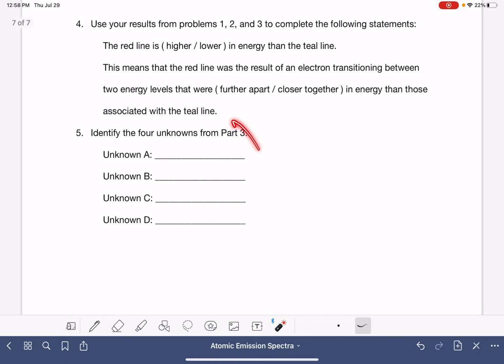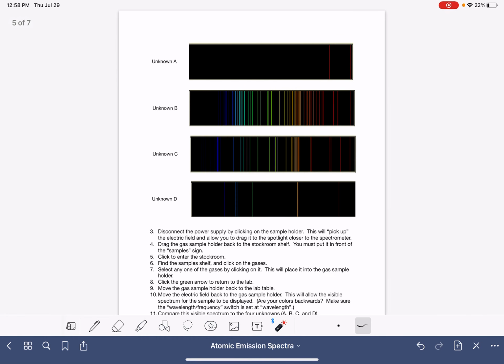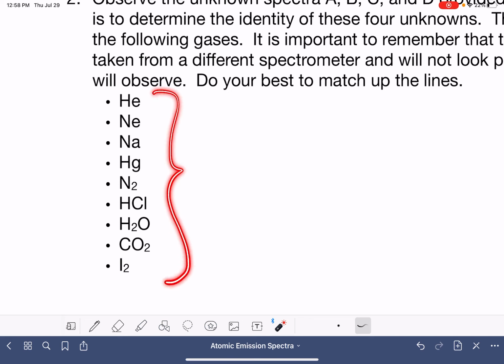And then last but not least, identify your 4 unknowns. To help you identify your 4 unknowns, you've got the pictures right here. You have collected your own data for your 4 unknowns, and then all you have to do is identify them. Your choices for unknowns are right here. The 4 unknowns are all on this list, and all you have to do is match them up.